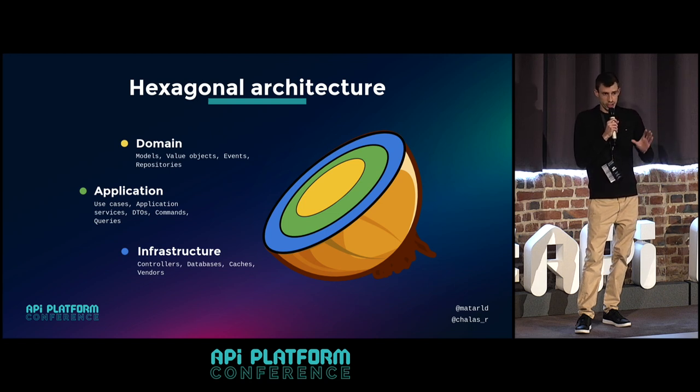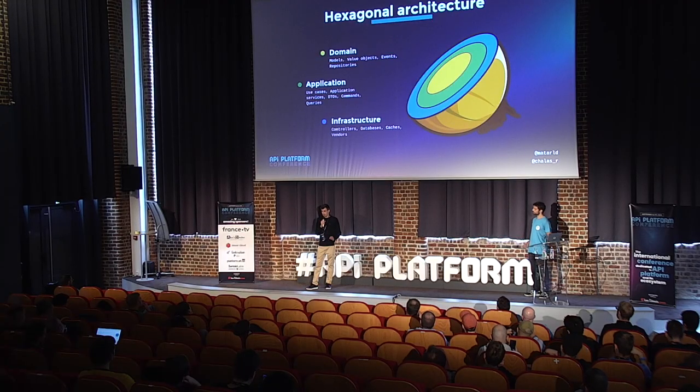So the domain layer can only use code from the domain layer, nothing else. The application can use code both from itself, the application layer, and the domain layer. And the infrastructure can use the code from all the other layers, and also the code from the vendors. So the infrastructure will be the only one that is going to be aware of API Platform, Symfony, and maybe Doctrine.